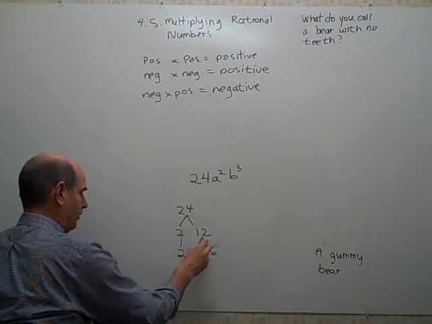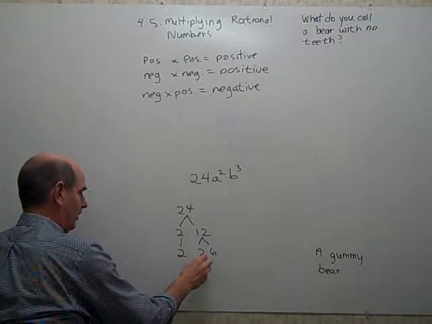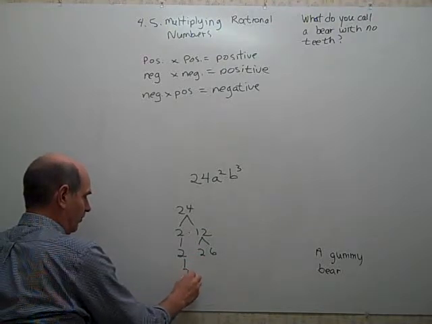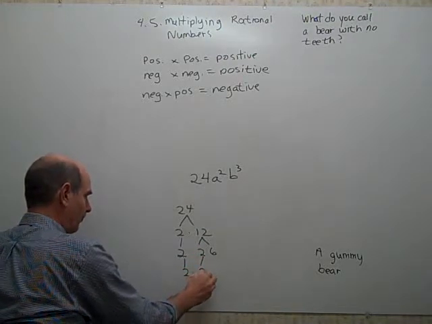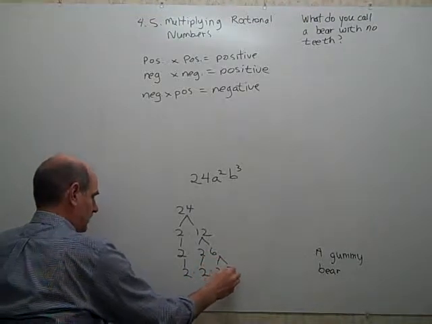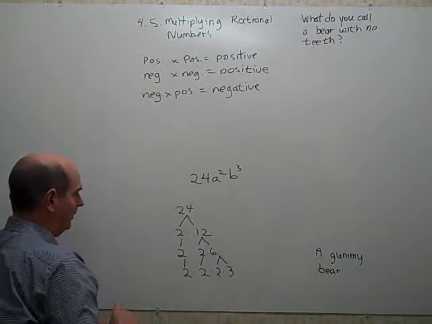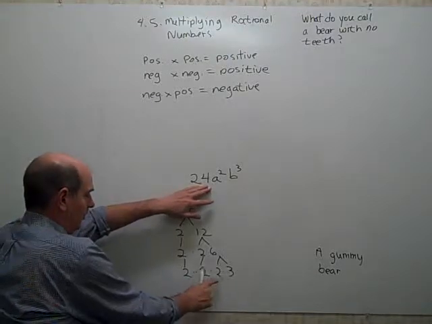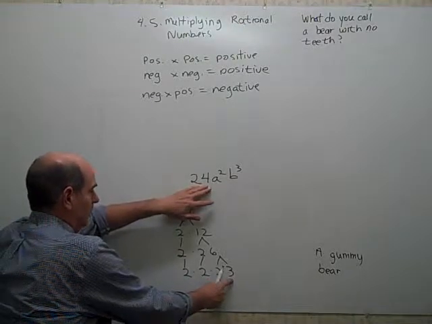2 times 12 is 24. 2 times 2 is 4, and 4 times 6 is 24. This is prime, we can just hold on to it. 2 is prime, hold on to it, and 6 is 2 times 3. And all the numbers here are prime. So this part of the expression is the same as 2 times 2 times 2 times 3.